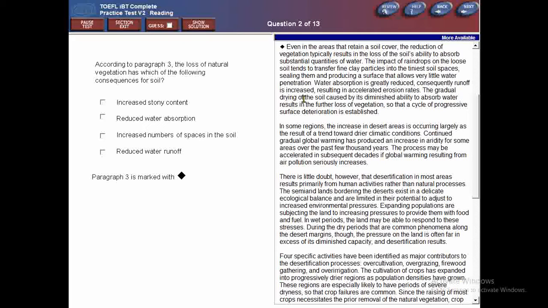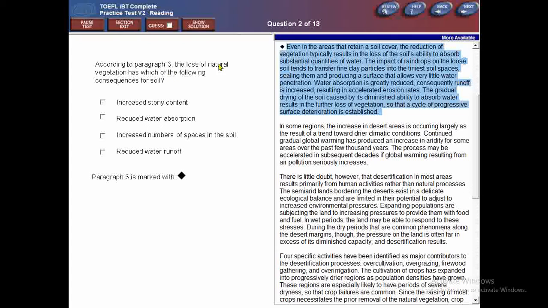The gradual drying of the soil caused by its diminished ability to absorb water results in the further loss of vegetation. So a cycle of progressive surface deterioration is established. So what will be the factors? We have read the whole paragraph, but in the factual information questions: the loss of natural vegetation has which of the following consequences for soil?